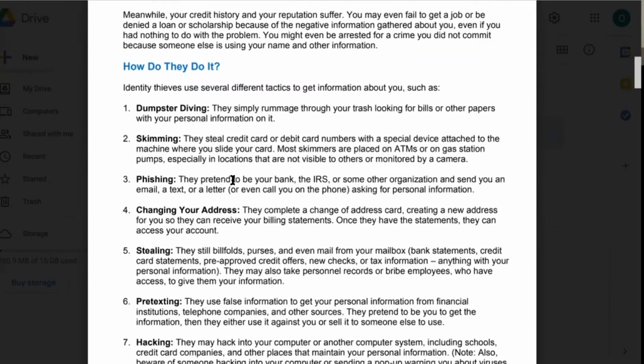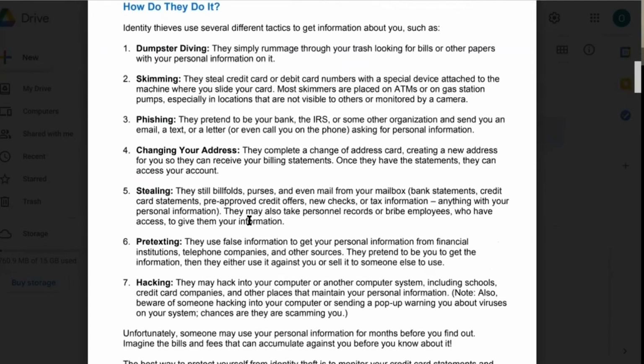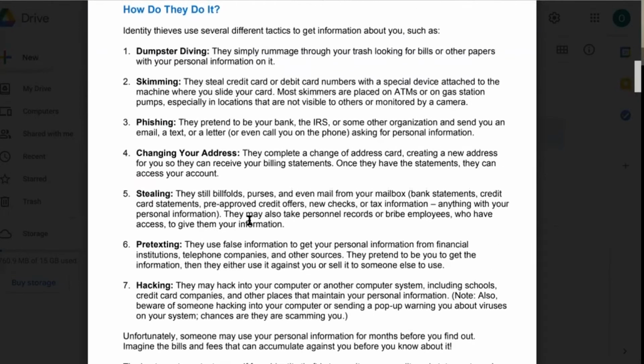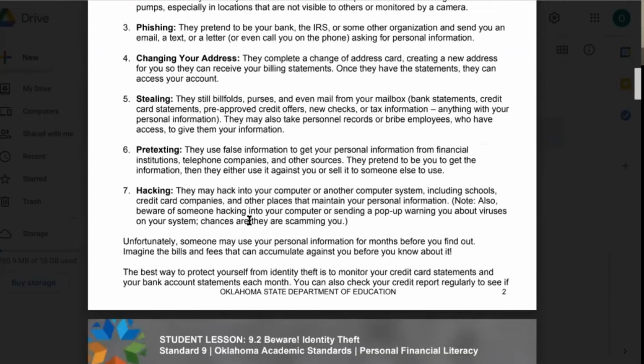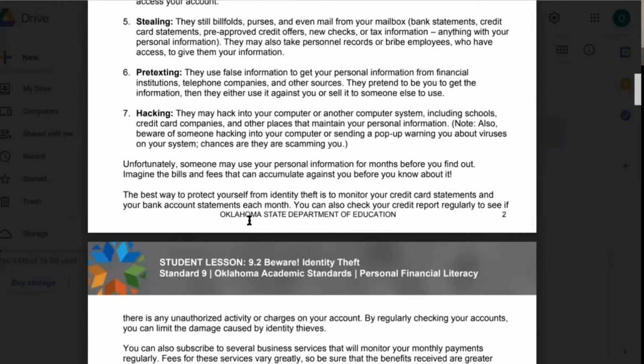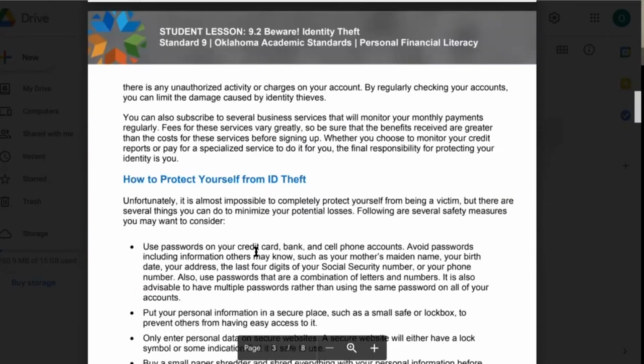How do identity thieves steal information? What are the tactics that they use? So it goes through different ways to look at that, so that students can be aware of how to protect their information. And then it also talks about that it can be months before you find out. And that's what makes it even more important to go back to, for example, standard 4, managing a bank account and making sure that you're checking your information frequently so that you're not so far into it if you discover that something has happened.